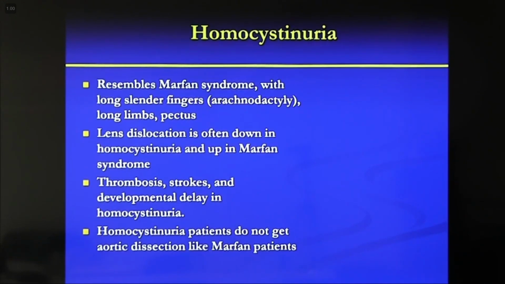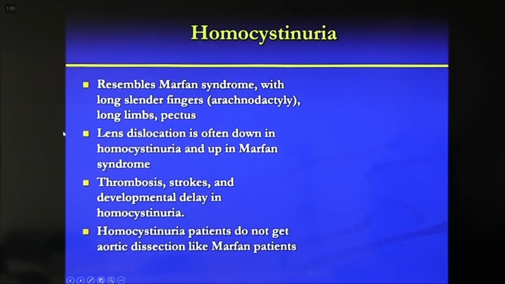Another disorder is homocystinuria. So this resembles Marfan syndrome because you have arachnodactyly, which is long, slender fingers. You can have a pectus, and you can have lens dislocation. This, of course, is often on the boards. It's down in homocystinuria and up in Marfan syndrome. That is not always the case, but we're talking about boards, right? So we've got to go along with what people think. That's one of the things that differentiates this.